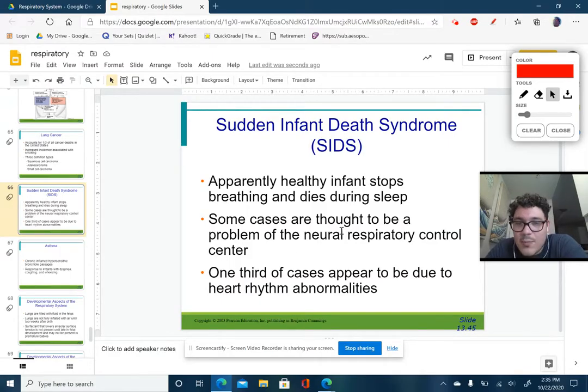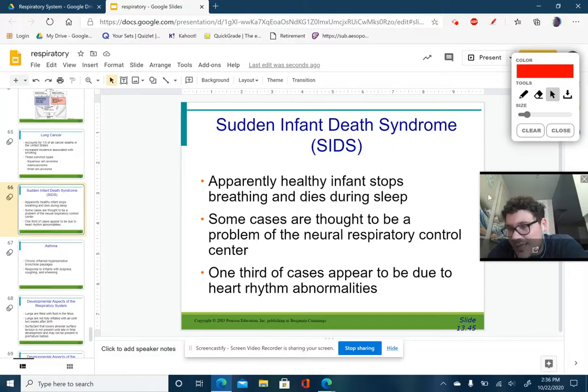Some cases are thought to be a problem of the neural respiratory control center. So the medulla oblongata and the pons, those are the parts of the brain that help control your breathing. Specifically, the medulla oblongata tells your body to breathe when you're sleeping. So if that part of the brain is malfunctioning, for sure, that can cause SIDS. Another 1/3 of cases tend to be associated with heart rhythm abnormalities. So the heart is beating abnormally, and that can cause issues with how well your oxygen moves through the body.